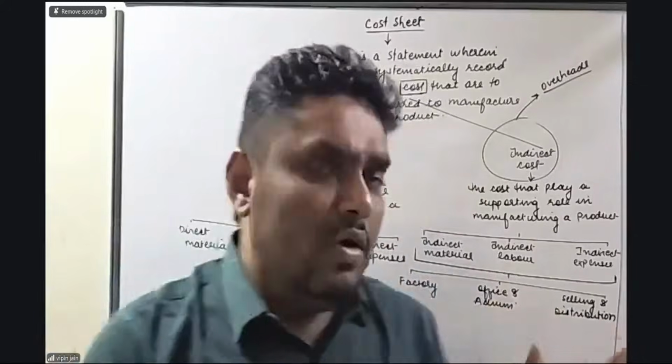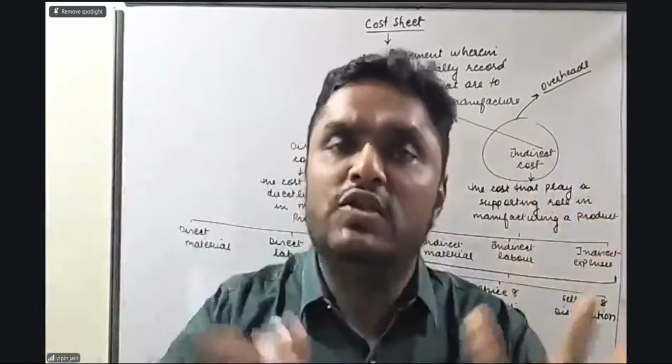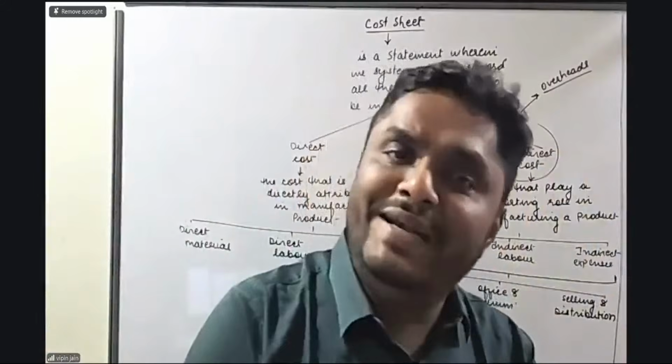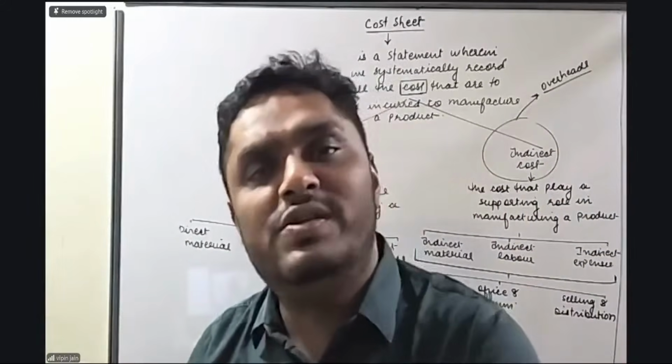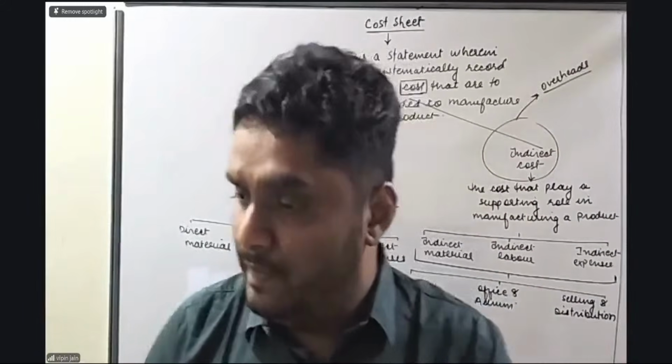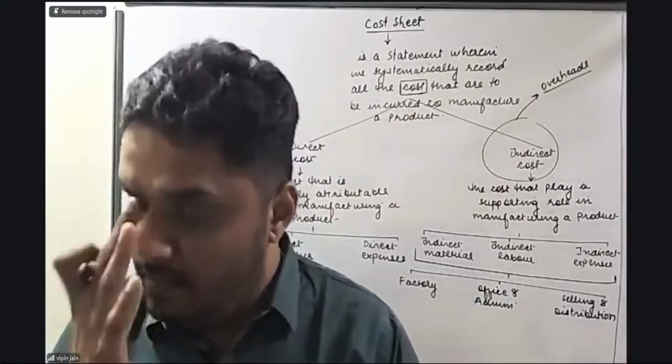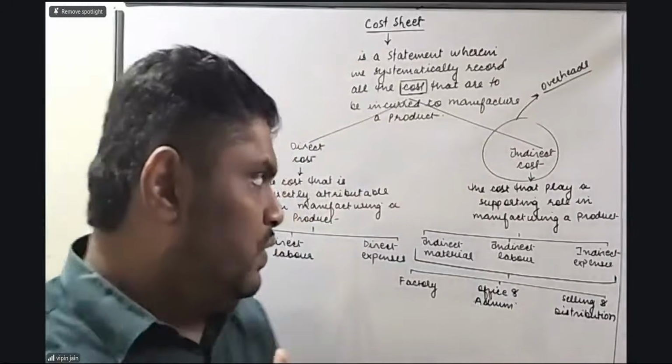So very simple. These indirect cost, or we call it as overheads, can be at factory also, office and administration also, and selling and distribution also. Anyone with any doubts or queries?